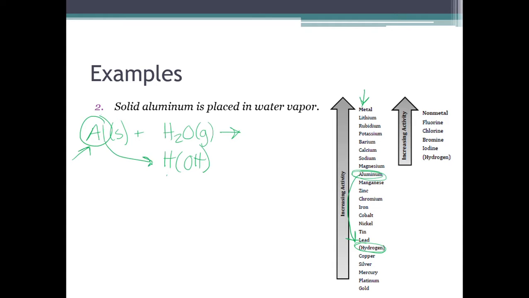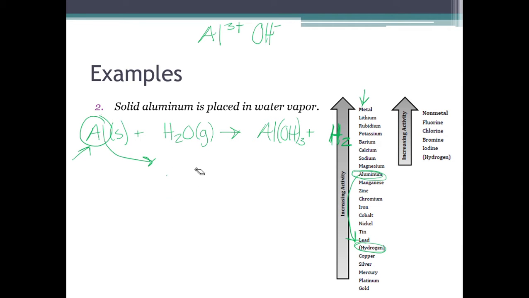It will kick out the hydrogen. The hydrogen will have to go do its own thing. And our products will be aluminum 3+ pairing up with hydroxide 1-. So that product will be Al(OH)3 plus, when hydrogen goes off and does its own thing, it goes back to being good old diatomic hydrogen, H2.